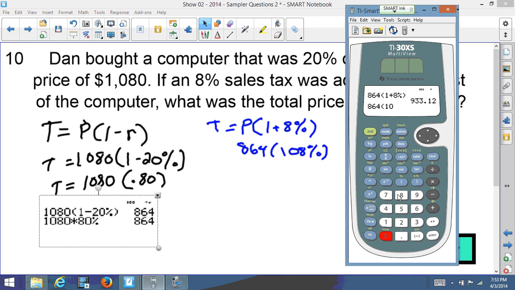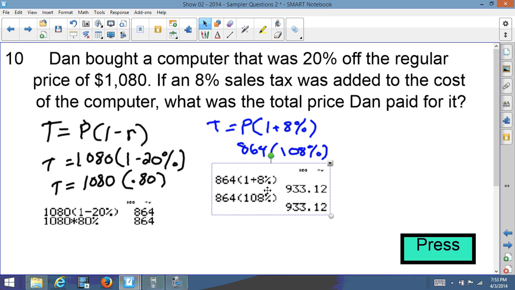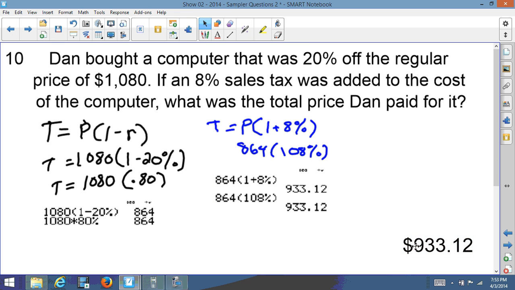paying 100% of the price plus an additional 8%. So you'll get the same answer if you notice. So let's bring that out. So what was the total price Dan paid for it? Dan paid $933.12. So there's your total price.